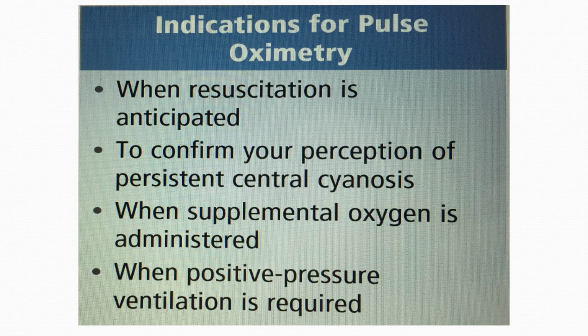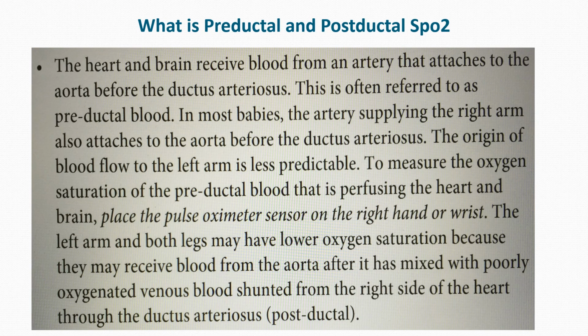Indications for pulse oximeter: when resuscitation is anticipated, to confirm your perception of persistent central cyanosis, when supplemental oxygen is administered, and when positive pressure ventilation is required. What's preductal and postductal? We mentioned this already.